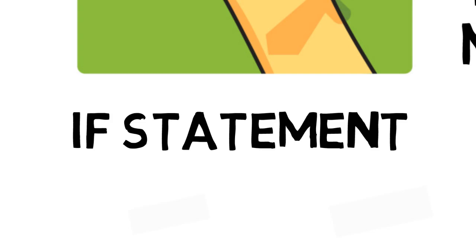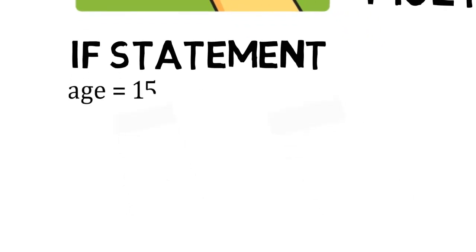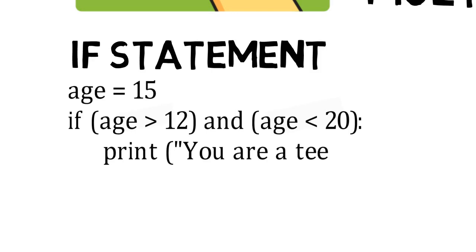If it is true, then the next indented line or lines are carried out. If it returns false, then the next indented line or lines are skipped. For example, age is assigned to 15. If age is greater than 12 and age is less than 20, print you are a teenager.